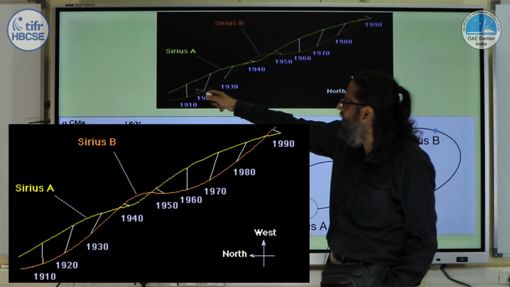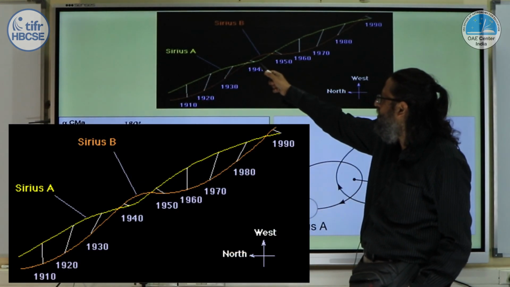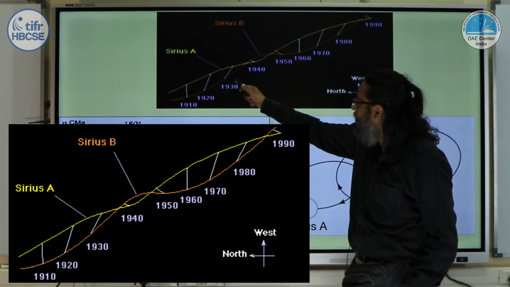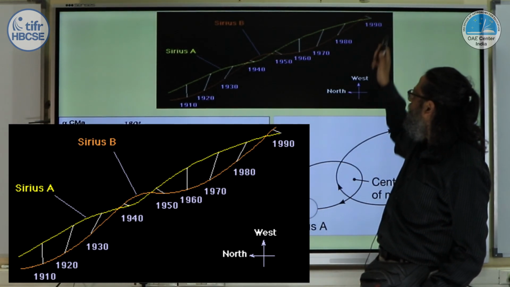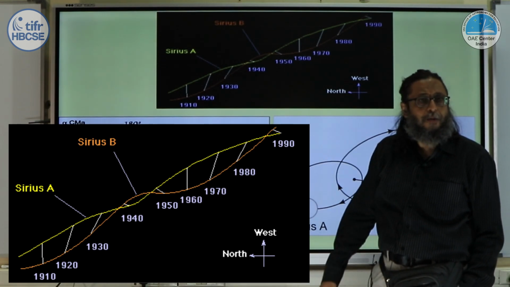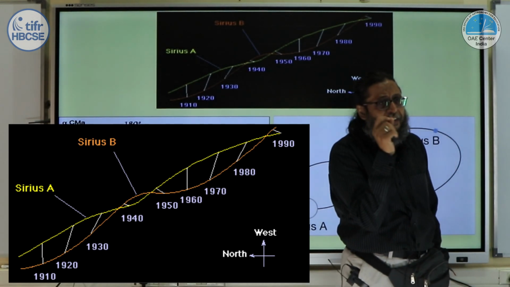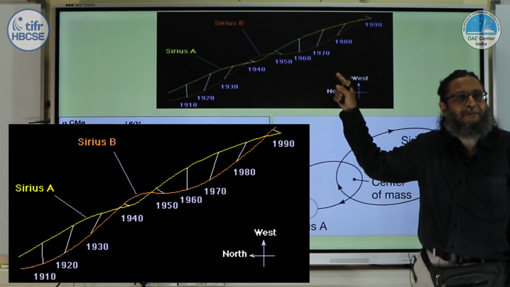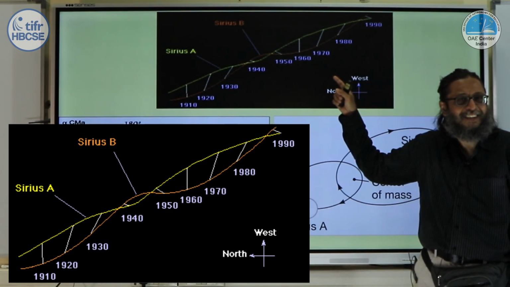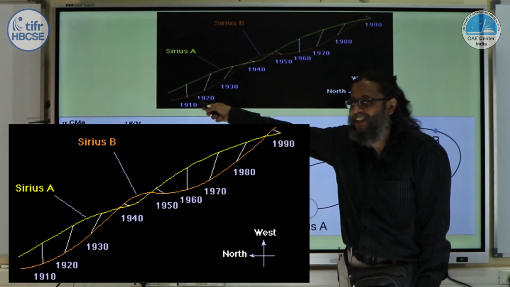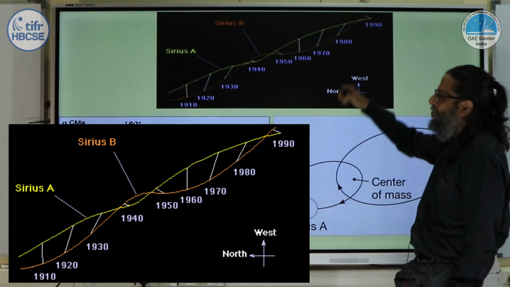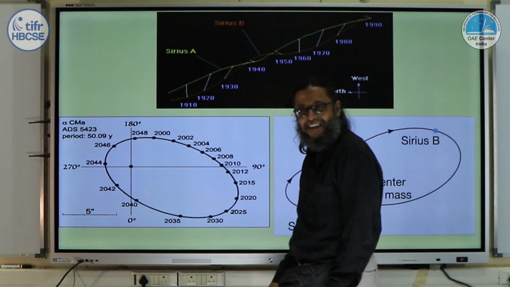Your Sirius A moves like this, and Sirius B is moving like this. Mind you, these are very, very accurate observations, and just look at the time scale at which we are observing. This was the position in 1910, and this is where you see it in 1990.